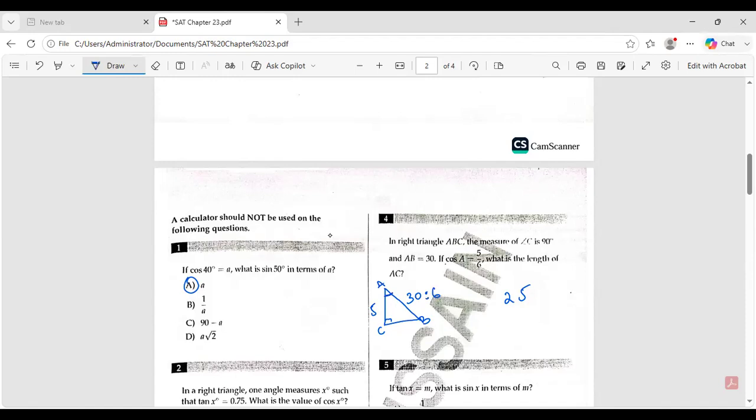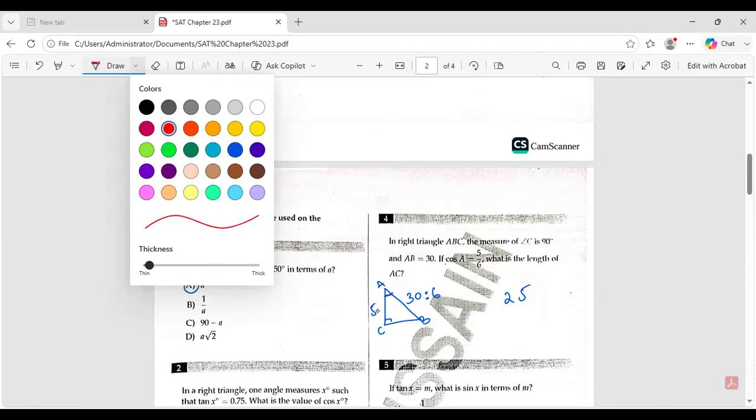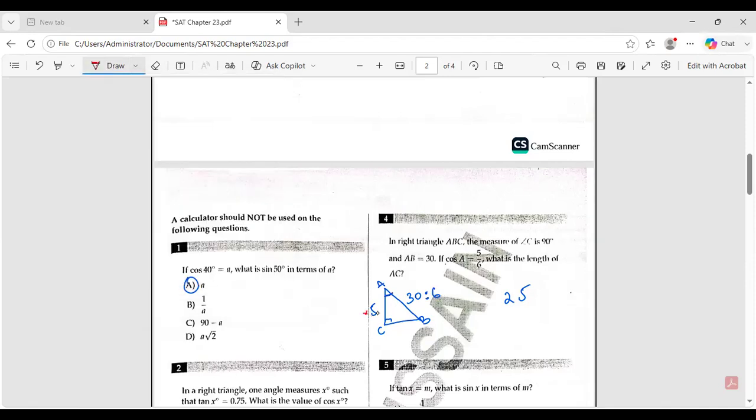So this is being multiplied by a factor of 5. What you're going to do is multiply the other side, the adjacent, by the same factor. So 5 fives are 25. So what is the length of AC? That is simply 25. If I remember one thing, cos is the ratio of adjacent over hypotenuse.